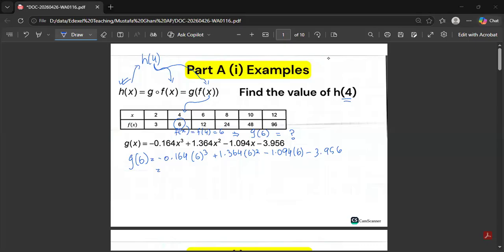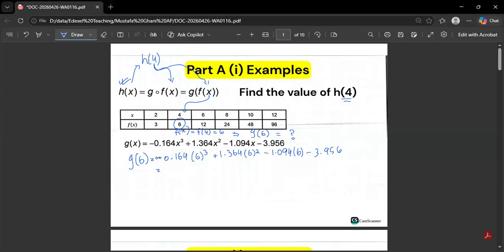What are you getting? 4.024. Wait, let me do it again. Is it a minus thing that you have placed? Minus 0.1164 and then 6 cube. So I think I missed a number. Wait, let me double check.